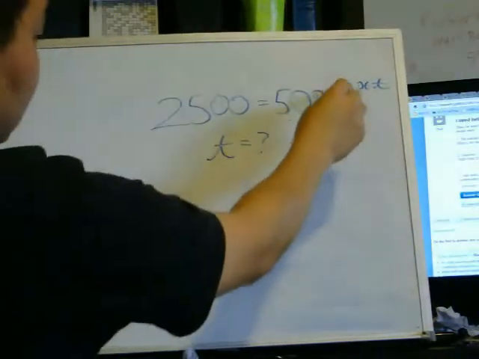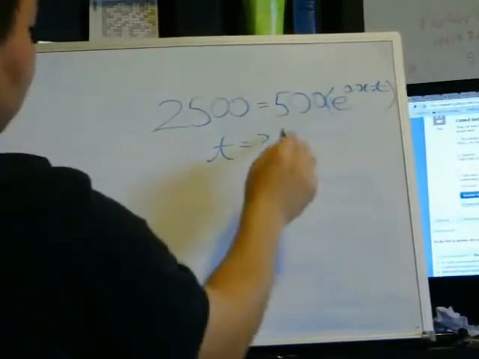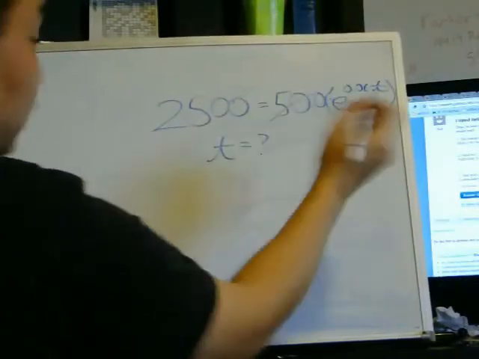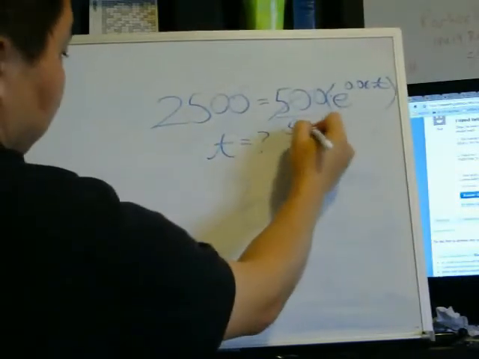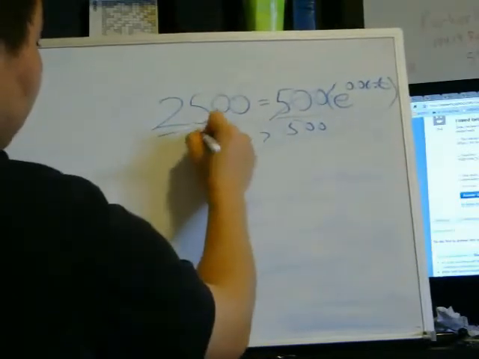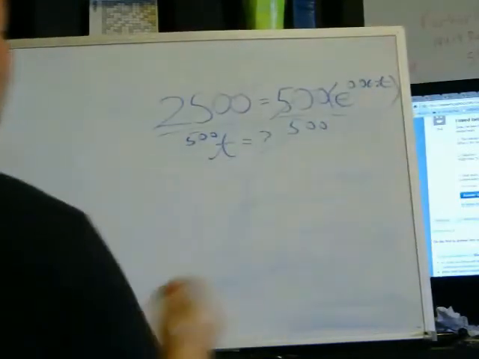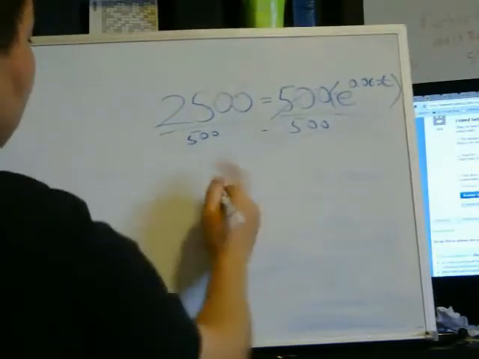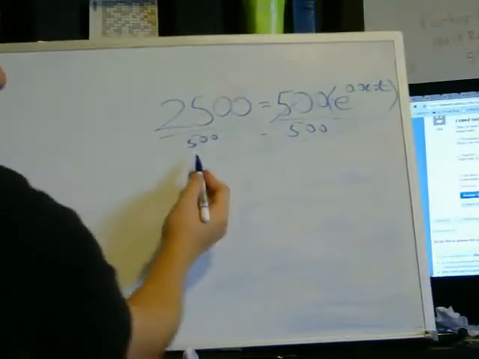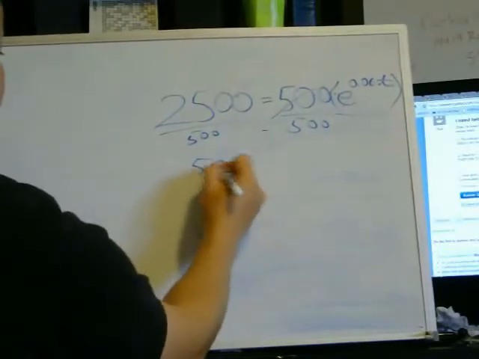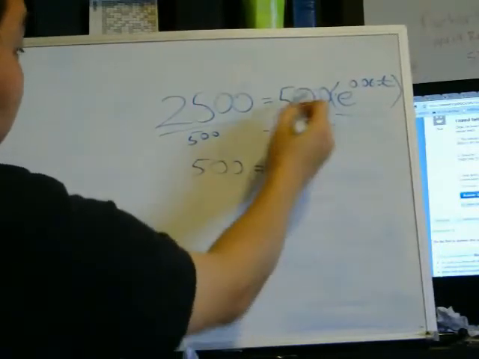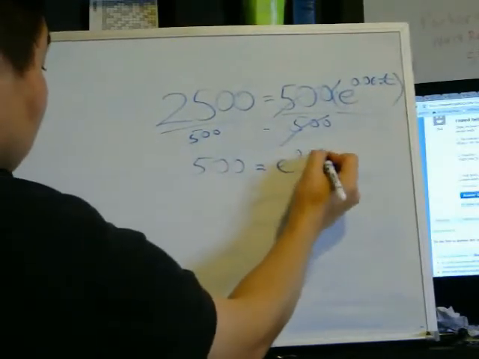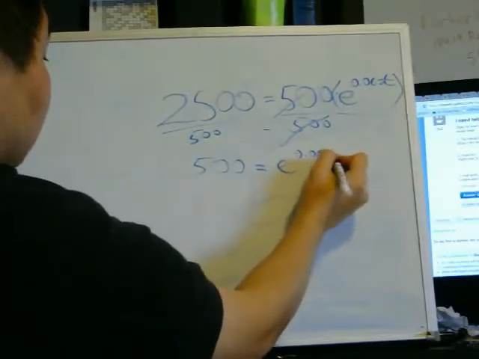First, what you want to do is separate that out, which means get rid of this 500. To do that, you just divide both sides by 500. So 2500 divided by 500 equals 5, and the 500s cancel out here, so all you get here is e to the 0.06 t.